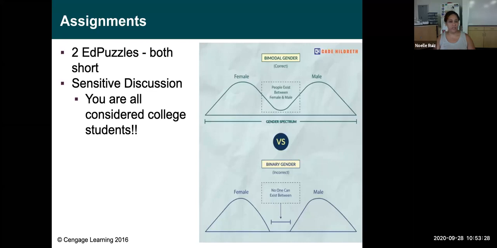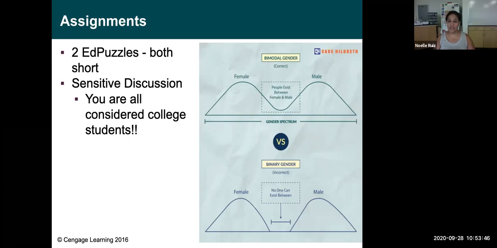But that's that. And you are all considered college students. And I put this in your discussion: be respectful and be sensitive of one another's opinions. I expect you to have the maturity level to be able to do that.